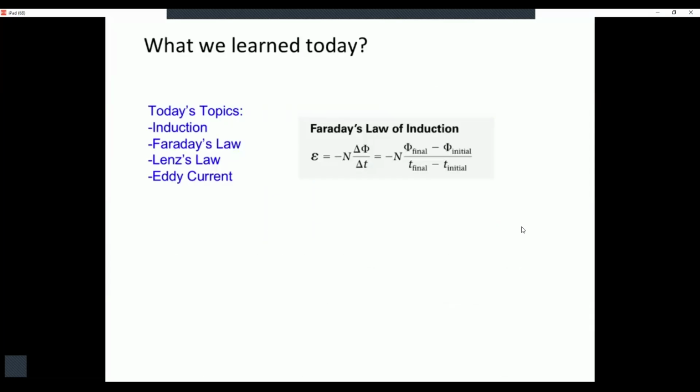All right, to summarize: we talked about induction, and we talked about Faraday's law that you can use to calculate the induced EMF. We also looked at an example where you can calculate the induced current in the coil by using this induced EMF over a resistance. The minus sign in Faraday's law is according to Lenz's law, because the coil does not like the change that any motion imposes on the magnetic flux through the coil. And then we talked about eddy current and the applications of eddy current.